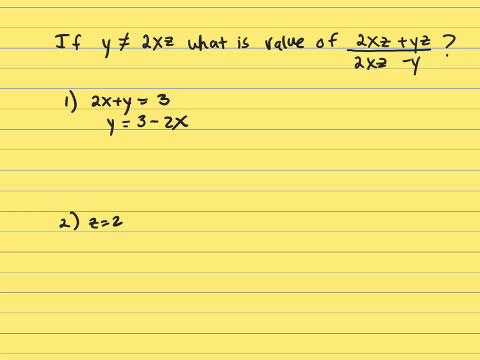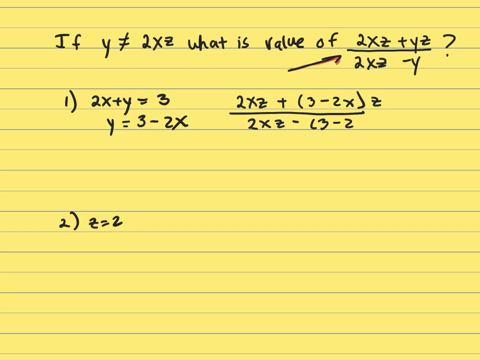We are trying to find the value of this. That means value, we're trying to figure out what number it represents. So look at clue 1. I went on and solved clue 1 for y, and I'm going to substitute that in here everywhere there's a y. So 2xz plus y times z, which is (3 minus 2x) times z, all over 2xz minus y.